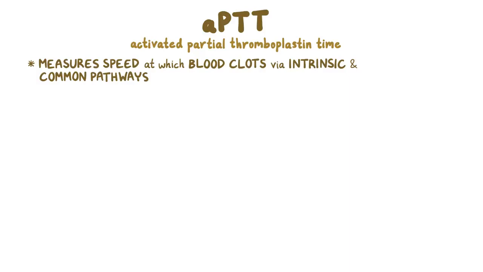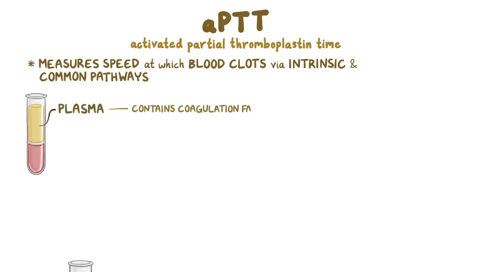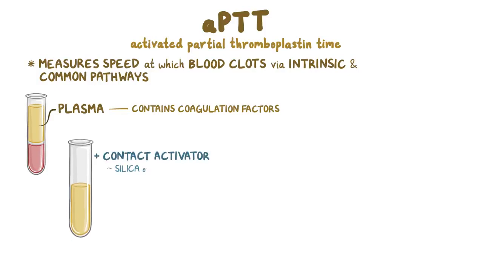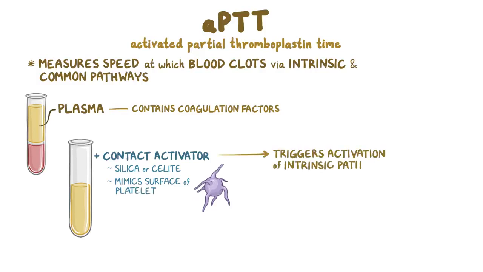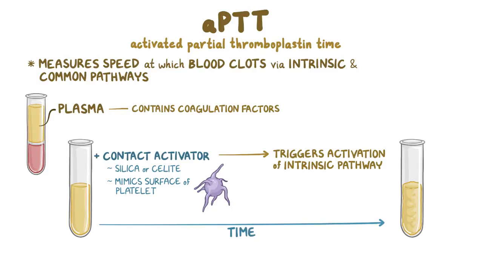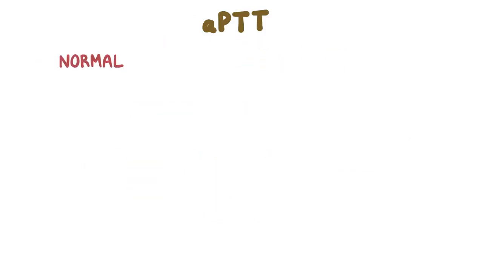To perform this test, blood is drawn from a person and placed in a test tube. Next, the sample is separated by centrifuge into plasma, which contains the coagulation factors. Next, a contact activator, like silica or celite, which mimics the surface of a platelet, gets added to the sample to trigger the activation of the intrinsic pathway. The time until the sample coagulates gets measured. A normal APTT is between 30 seconds and 40 seconds.